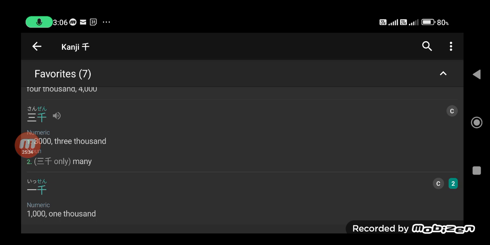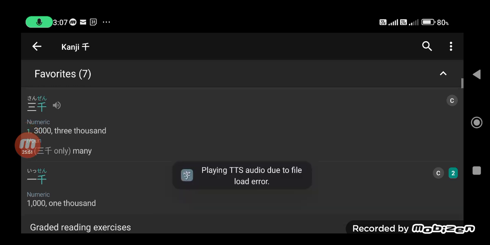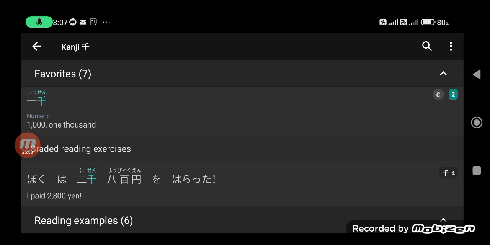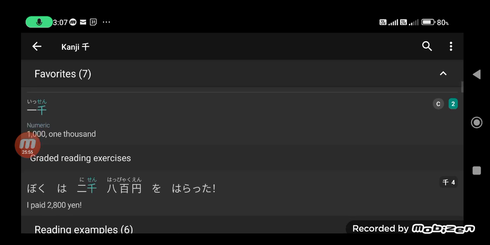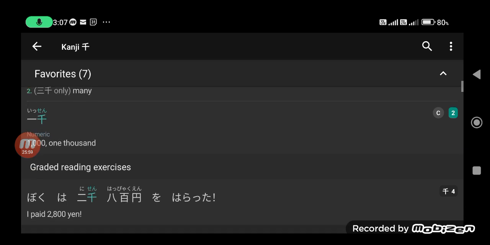So what is again the dakuten form for sen? For S, it's Z. So it's not sansen, but sanzen. Special case for 3,000: not sansen, but sanzen. Use the dakuten form.